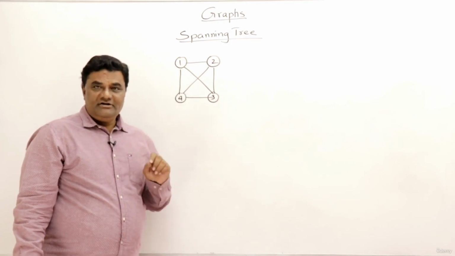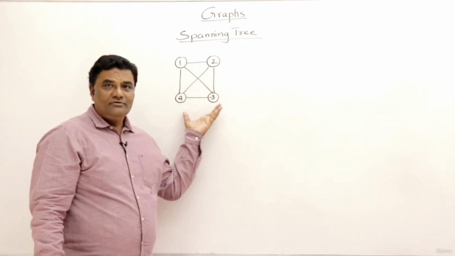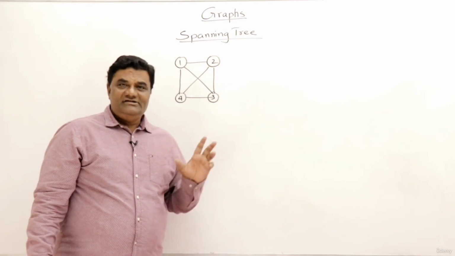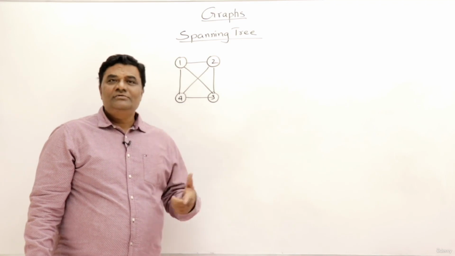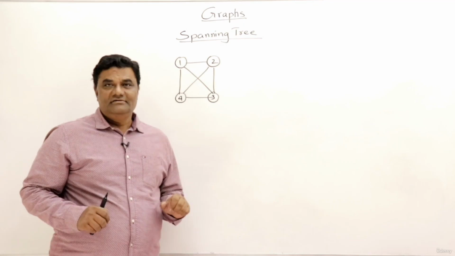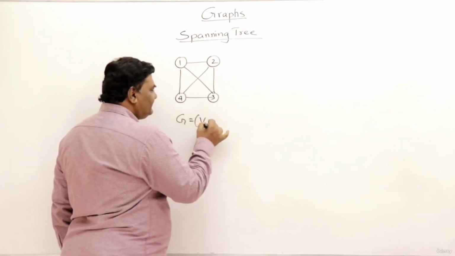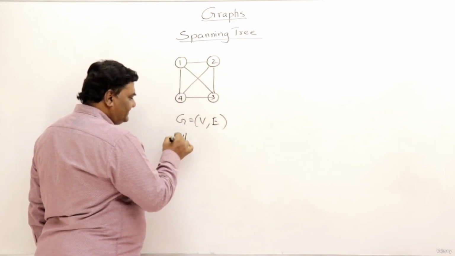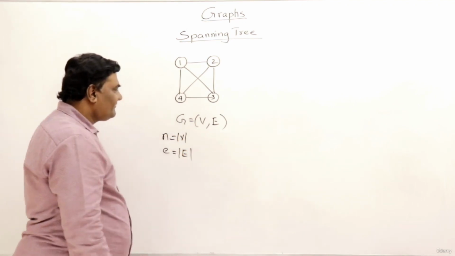A spanning tree is a subgraph of a graph having all vertices of the graph. Like here I have four vertices, all four vertices, but n minus 1 edges, meaning the number of vertices minus 1 edges, so that there is no cycle formed by those edges and the graph must be connected. So I'll define it formally. This is a graph, G equals (V, E), where V is the number of vertices, we call it N, and E is the number of edges, we call it E.